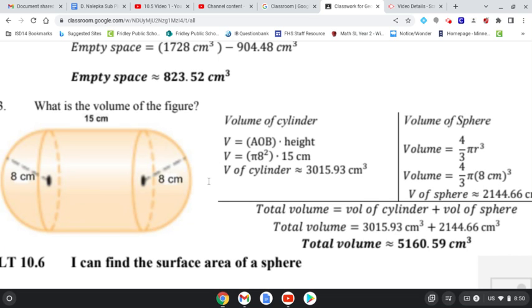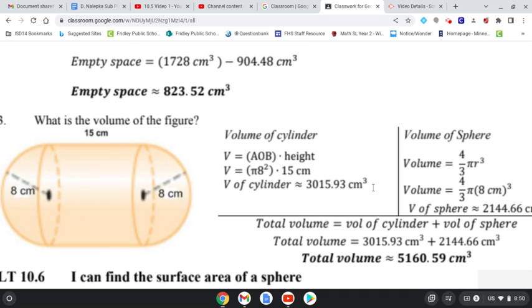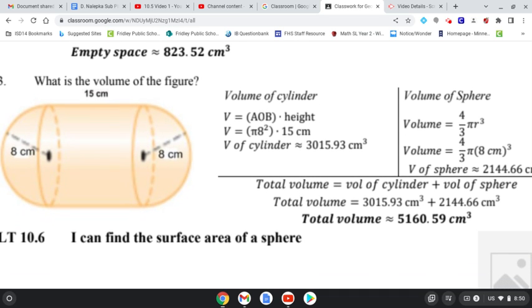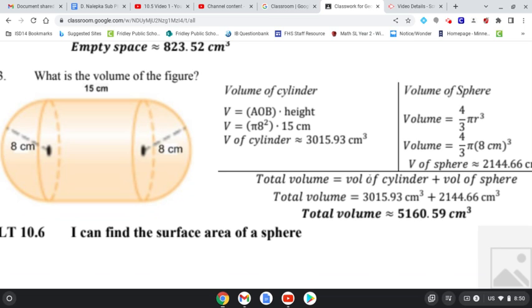So we have the cylinder and we have the sphere. What we're going to do is just add those two together. And as we add these two together, we get our full volume, and that gives our volume of our pill-shaped object. So there we go.